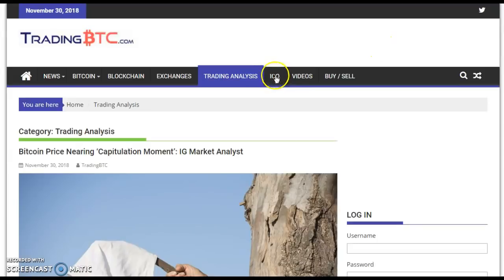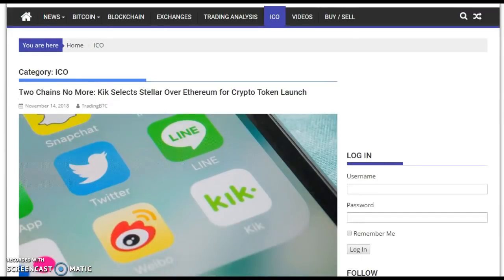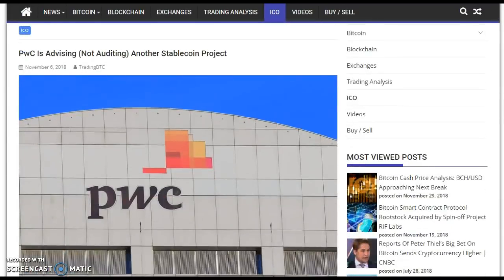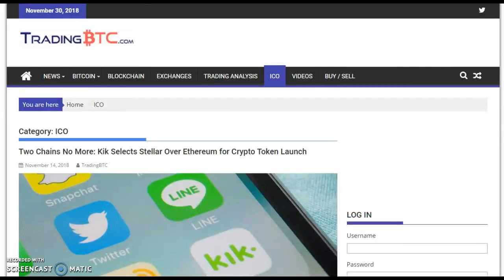We also have a tab here in regards to ICOs. It'll give you information about what's happening with some of the ICOs out there. For instance, you can see here that Kik selects Stellar over Ethereum. So this section here is just going to give you a little bit more specific information about ICOs and what's happening with them. And then we've got the last tab here.